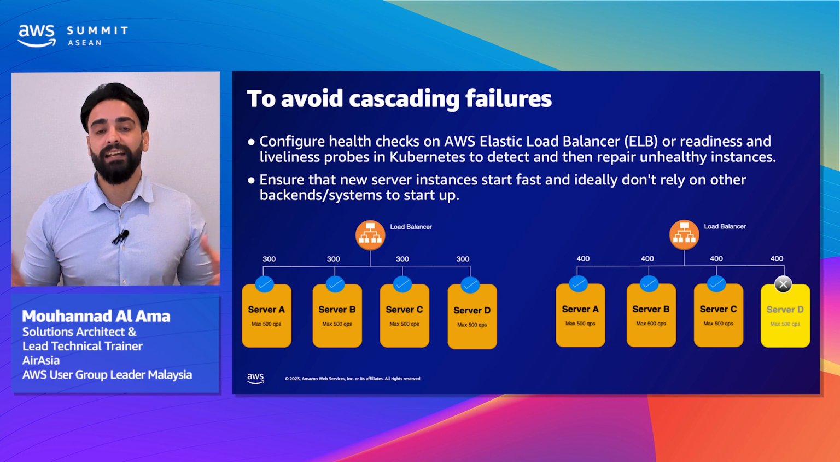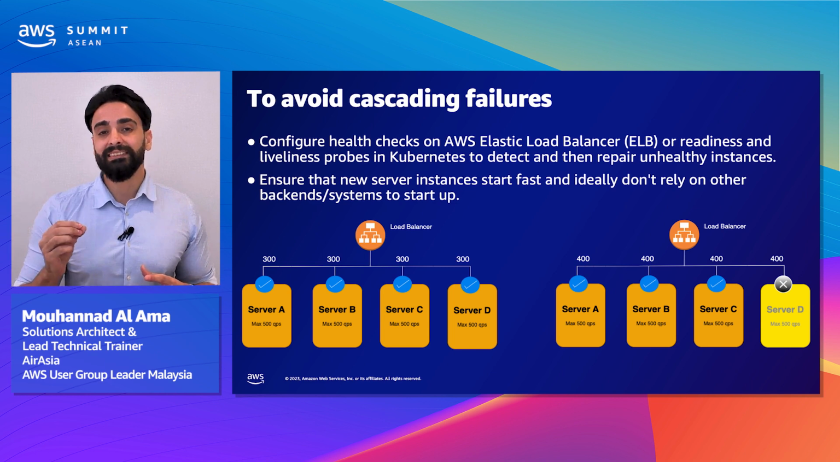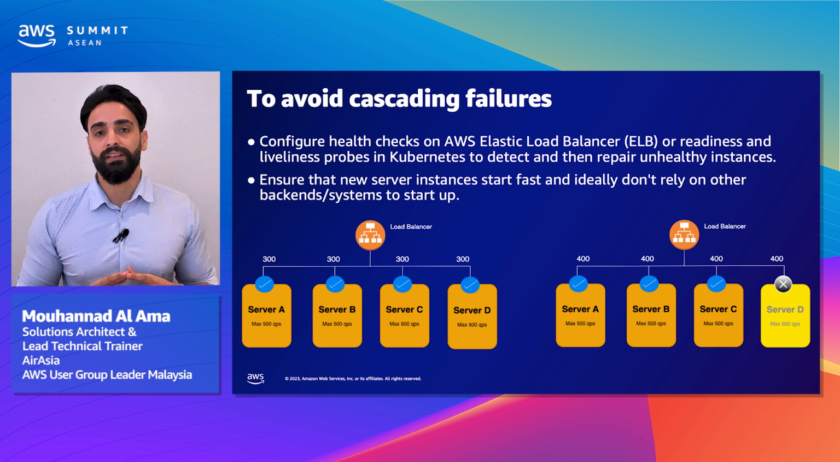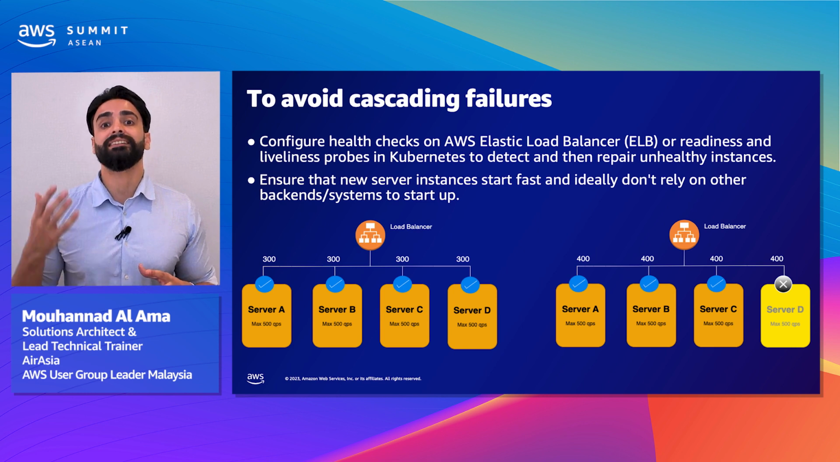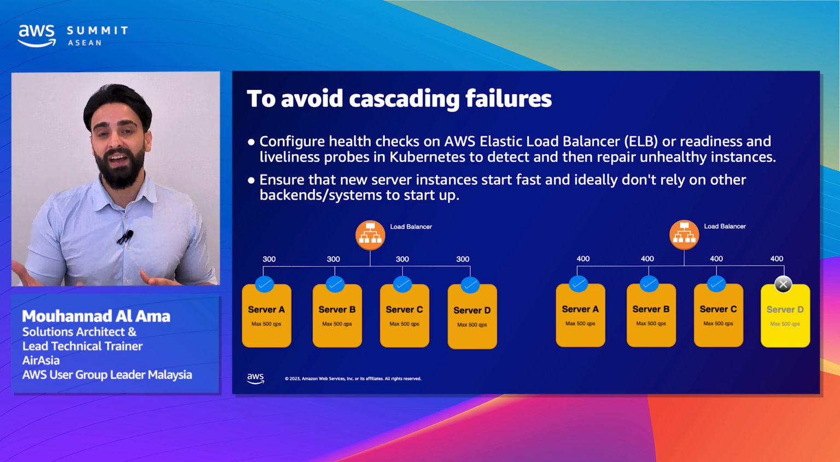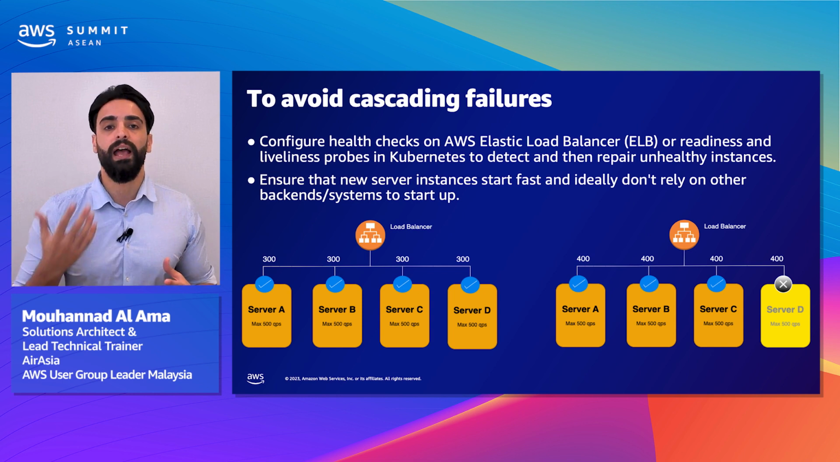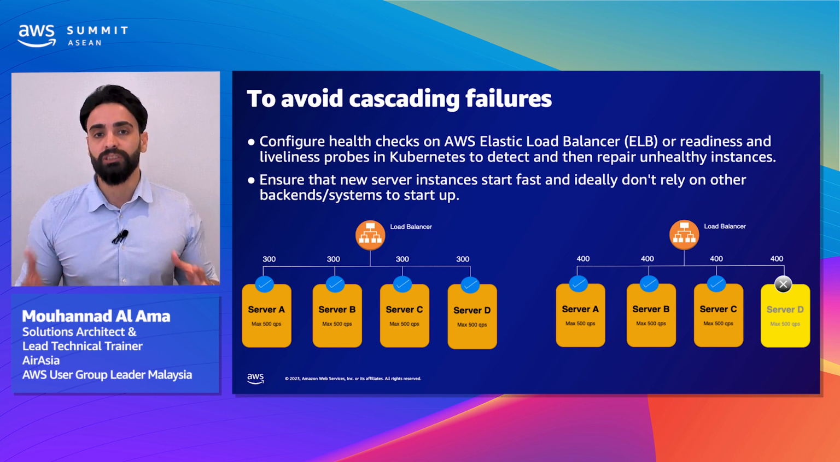To avoid cascading failures, you can configure health checks on the load balancer or readiness and liveness probes in Kubernetes to detect and replace the unhealthy instances. Make sure that the new instances start fast and ideally don't depend on any system or backend to start up.